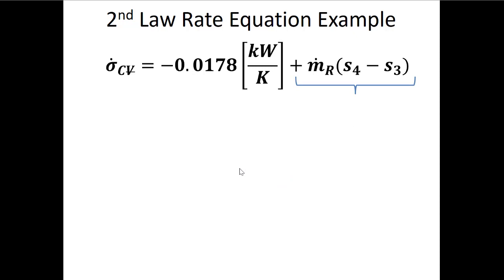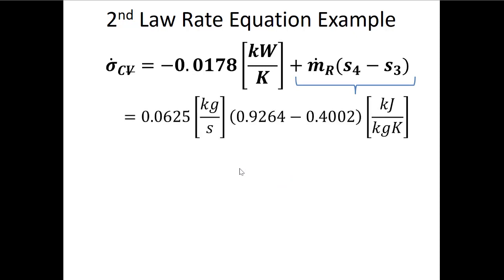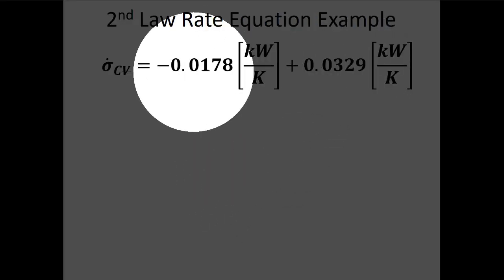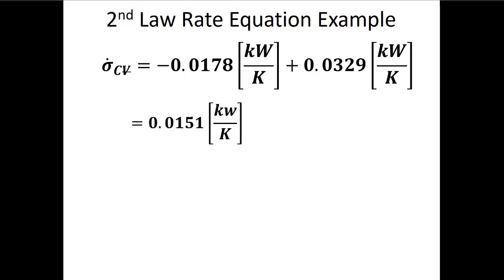So now let's evaluate this second term, m dot r times S4 minus S3. So I work this out. It's a positive number, so that's good. I put this in, and I see that this positive number is bigger than this negative number. So when I work it out, I get that sigma dot is 0.0151 kilowatts per degree Kelvin. So it looks like this is possible when I do the whole system, right? So I could just end here, right? But you did have other choices, right?